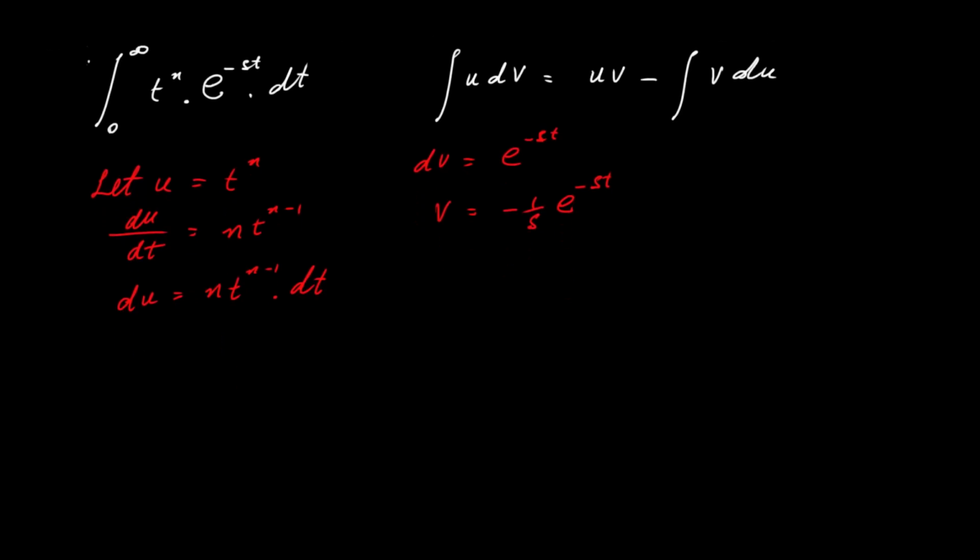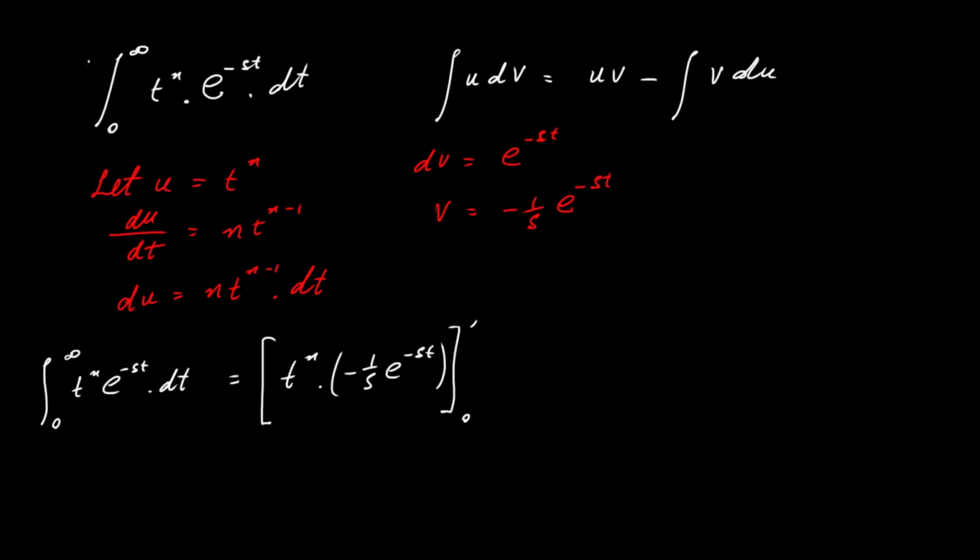So we're going to do this by parts using this formula here. Let's put in the uv and v du. First thing we're going to do is multiply u by v. So the integral from 0 to infinity of t to the power of n e to the power minus st dt is equal to u times v. So u is t to the power of n, multiplied by v, which is minus 1 over s e to the power minus st. And remember we're integrating from 0 to infinity.